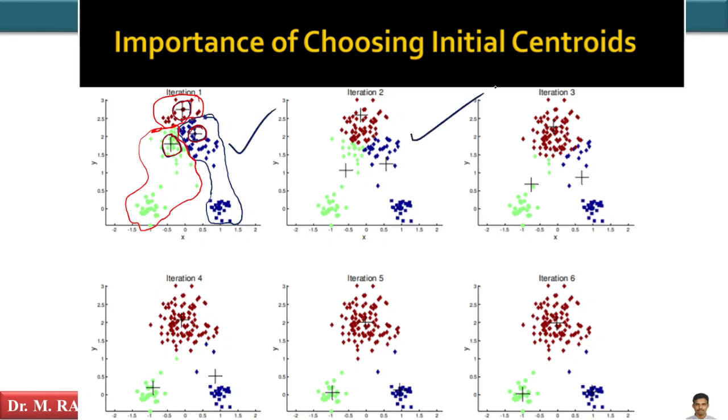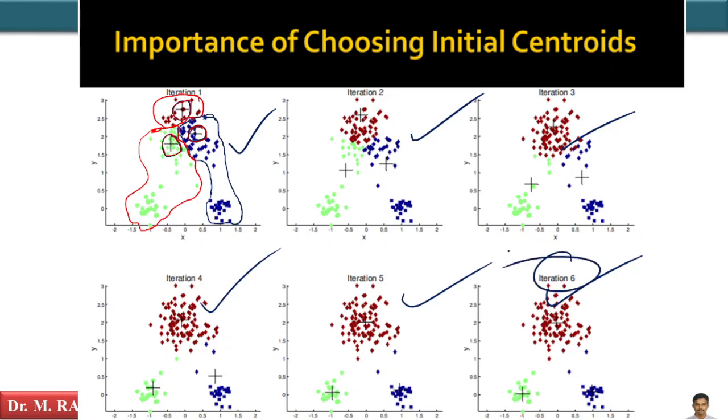This is iteration 1, iteration 2, iteration 3, iteration 4, iteration 5, iteration 6, isn't it? There are 6 iterations. With each iteration, the location of my centroid changes. Eventually, I will reach a stage at iteration 6.